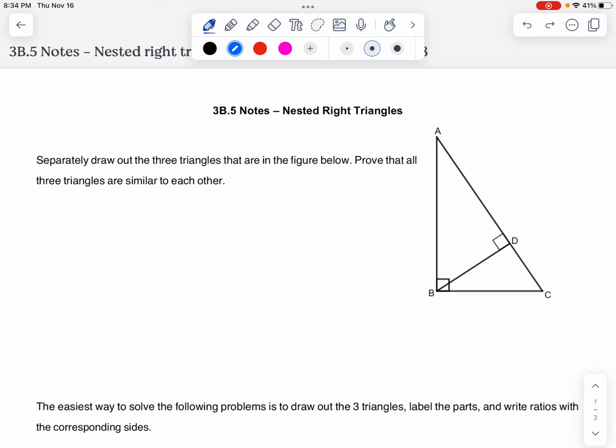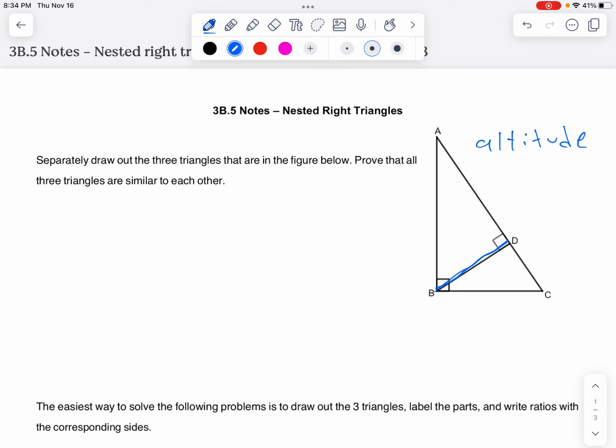Today we're talking about what happens when you have a right triangle, and within the right triangle, you draw this line. Now, this line has a special name. It's called an altitude. So what happens when you draw an altitude inside of a right triangle? Well, something really cool happens.